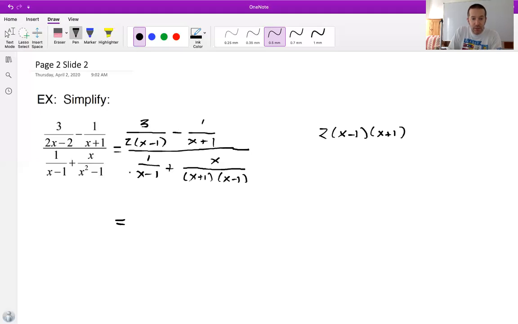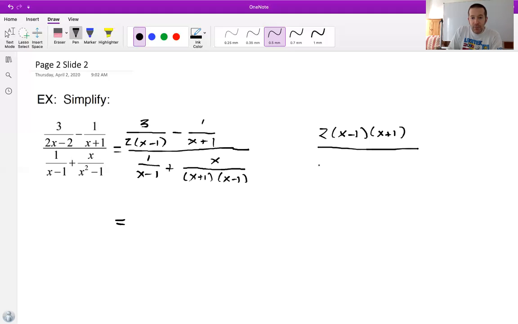And now for this bottom one, the only factor of this is x minus 1, but I've already got one of those, so I don't need to add another one. And here I have an x plus 1 and an x minus 1, and I can see that both of those are already in this one. So this is my LCD, so to speak.